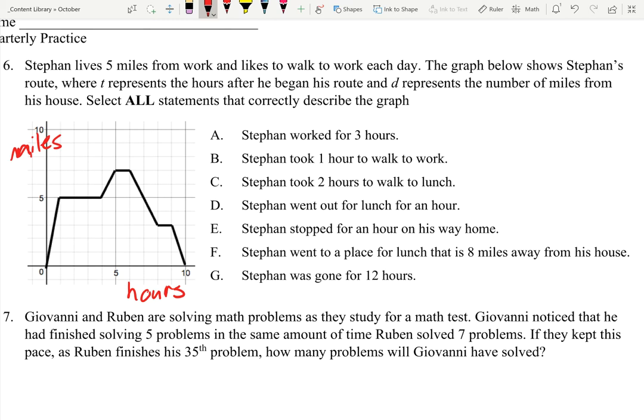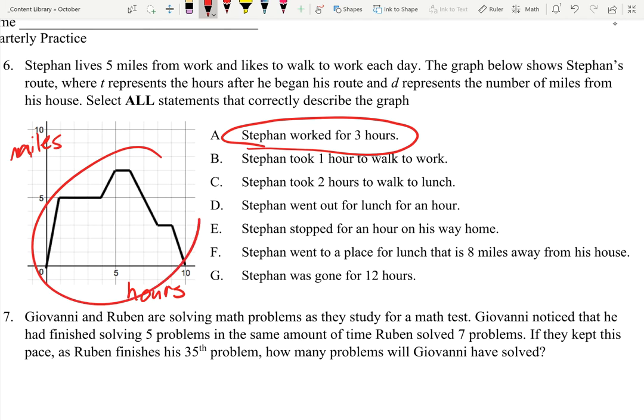Okay. So basically, what this says is if I go to this point, that means after 1 hour, he's 5 miles away from home. So we're going to select all the statements that correctly describe the graph. Stephen worked for 3 hours. How do we know this? Well, remember, this is his distance from his home over time. So here, this part of the graph where it's going up, he's walking away from his house, right? 1 mile, 2 miles, 3 miles away, all the way until 5 miles away from his house. After an hour, he's 5 miles away from his house.